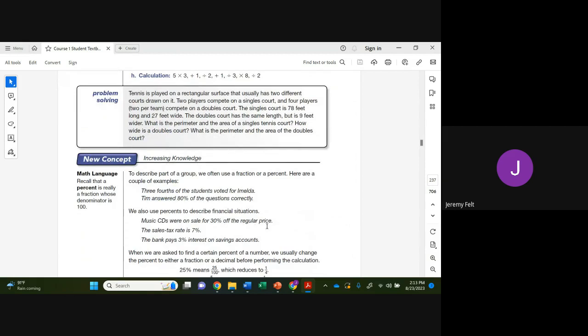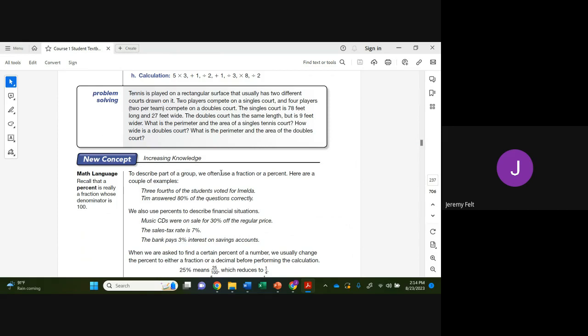So new concept: to describe part of a group, we often use a fraction or a percent. We can use decimal, fraction, or a percentage, like half of something. If half the students got an A on the test, we could say that's half. We could say it's 0.5, or we could say it's 50%.